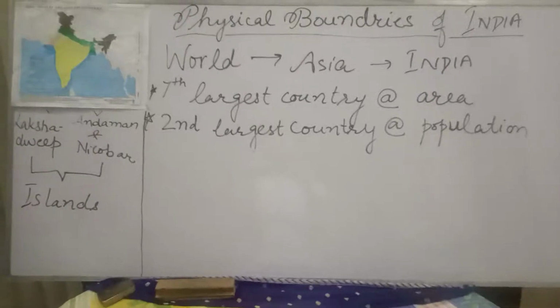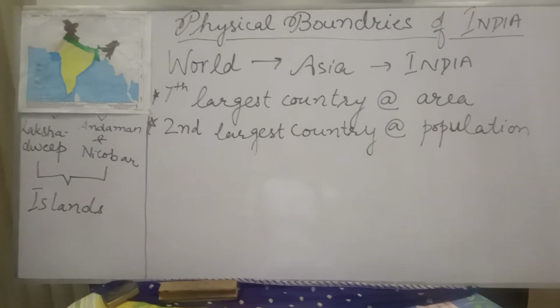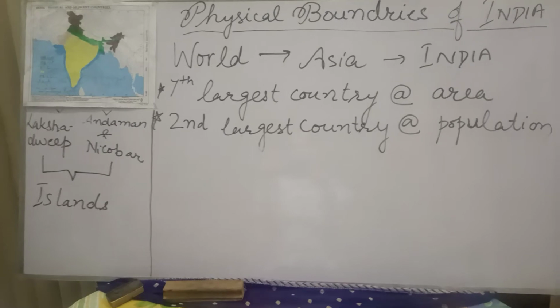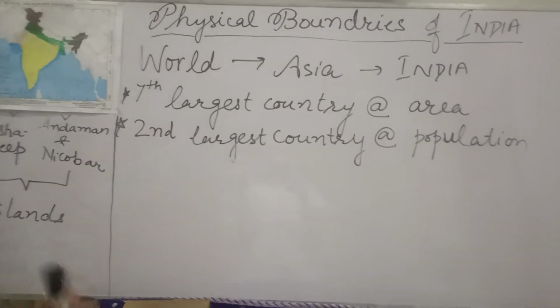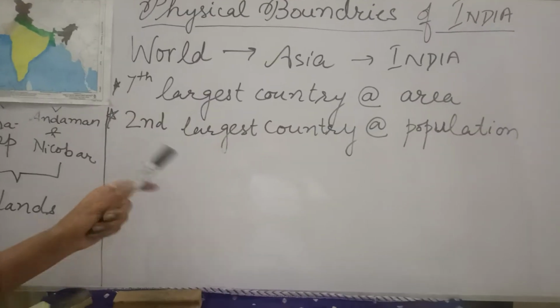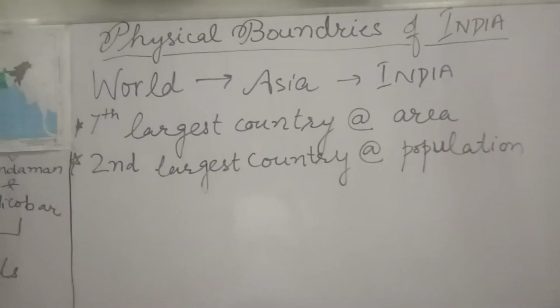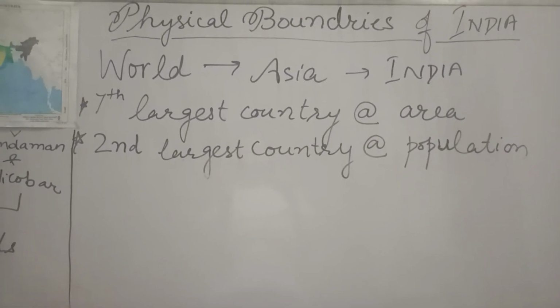Let's begin. As you all know, there are 7 continents in the world and Asia is one of them. India is located in Asia. Now, two main facts about our country. India is the 7th largest country with respect to area and the 2nd largest country with respect to population after China. This means India is the 2nd most populated country after China.